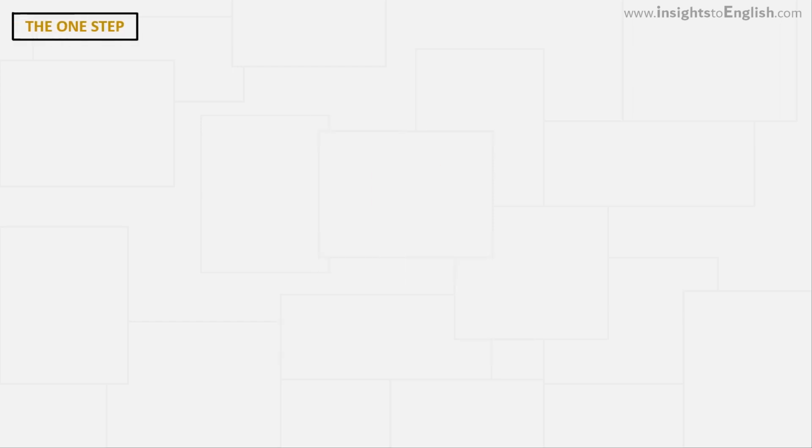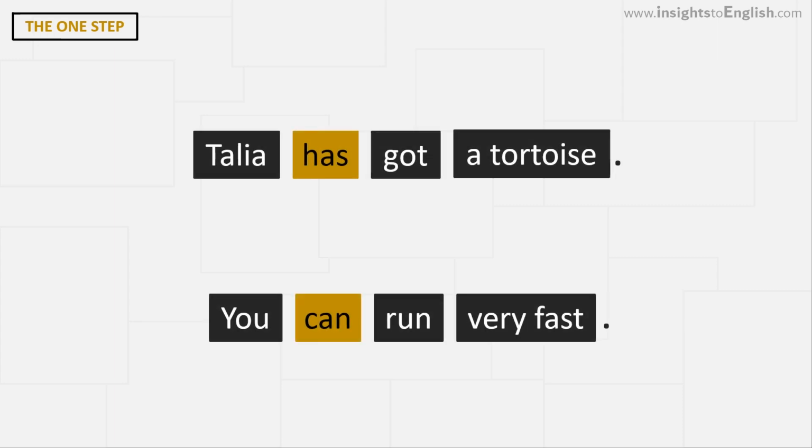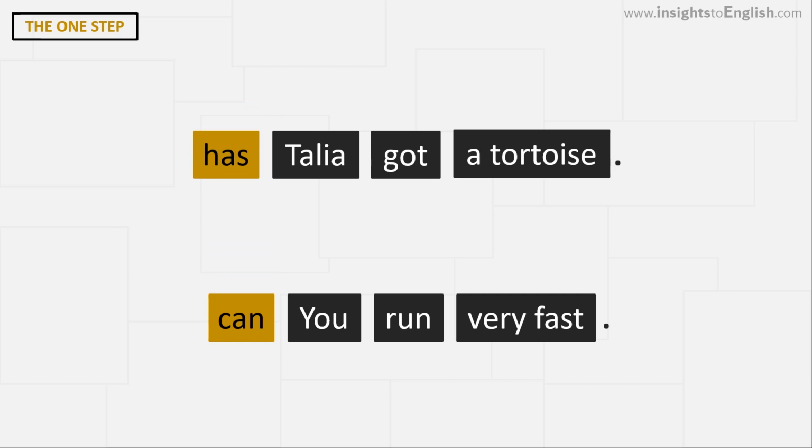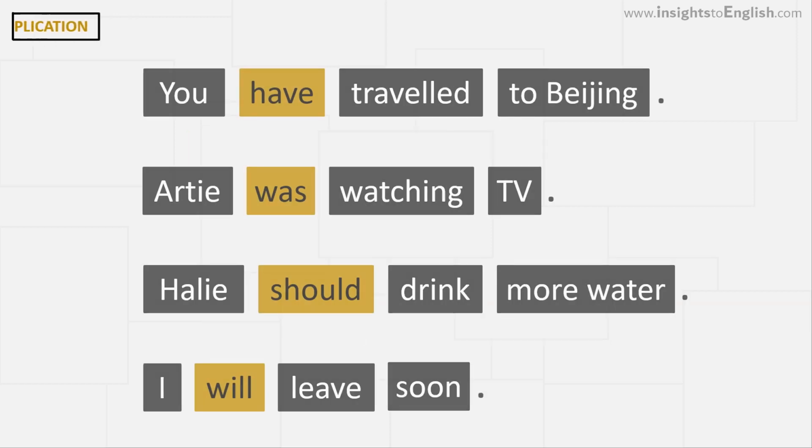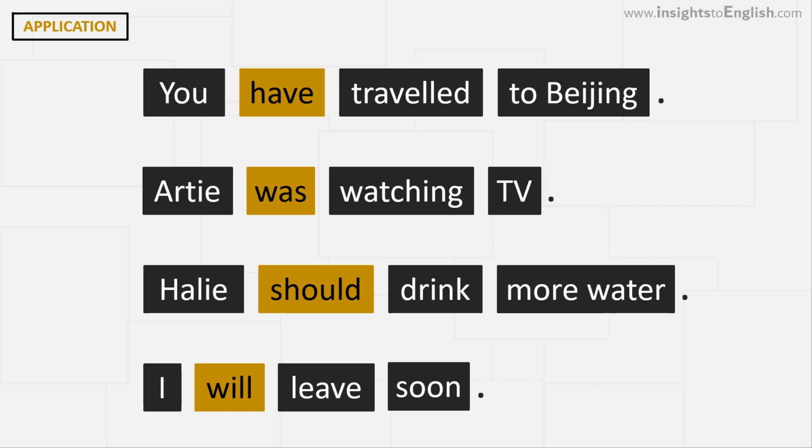Okay, here's the one step you need to turn an affirmative sentence into a question. Take the helping verb and place it at the beginning. That's it. Well, okay, you'll also need to adjust capitalization and change the end punctuation into a question mark. But in terms of word order, all you have to do is place the helping verb at the beginning of the sentence. The beauty of this is that it works for any tense, any mood, and any voice.